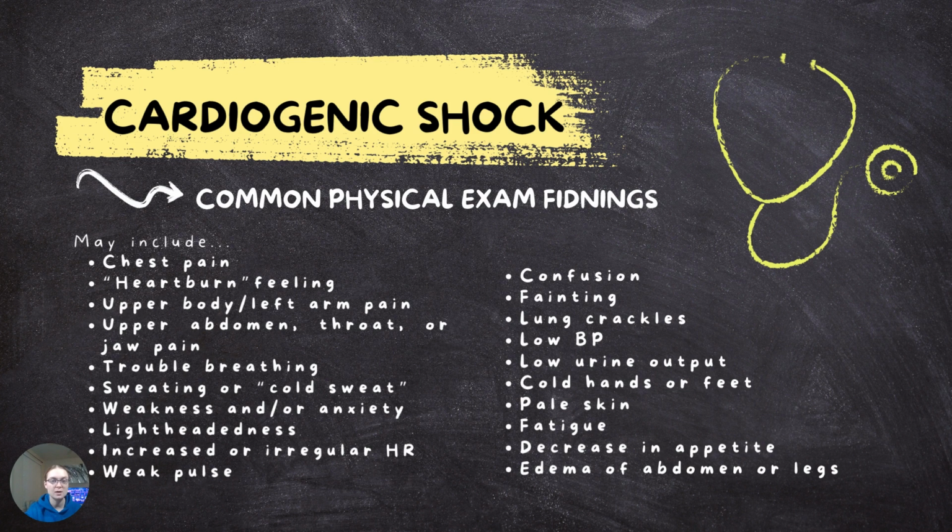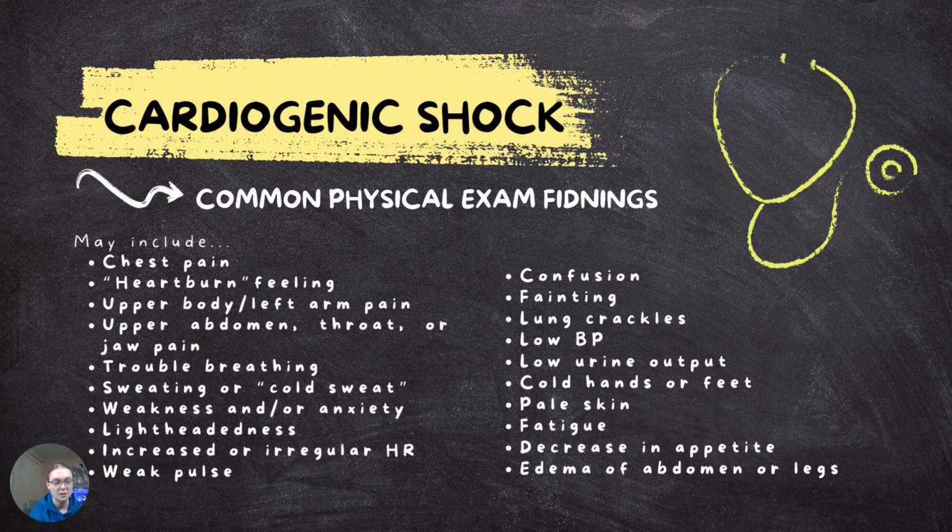So cardiogenic shock, because it has a lot of different causes, you might come across several of these common physical exam findings. I'm going to go ahead and list out what some of those may or may not be, including chest pain. Some people also claim to have a heartburn type feeling, upper body or pain radiating in the left arm, upper abdominal, throat, or even jaw pain, trouble or increased work of breathing, sweating or a cold sweat.